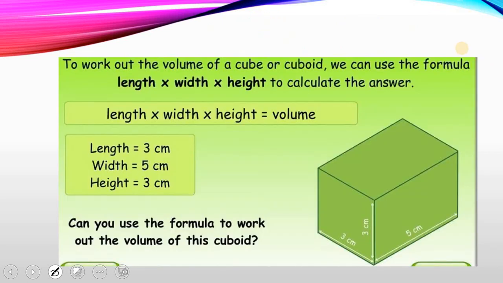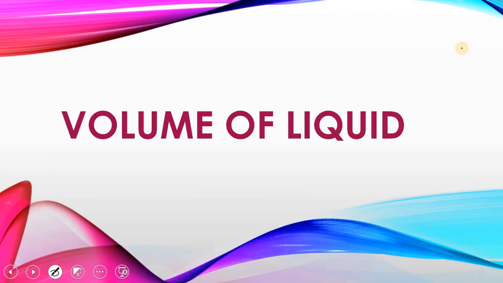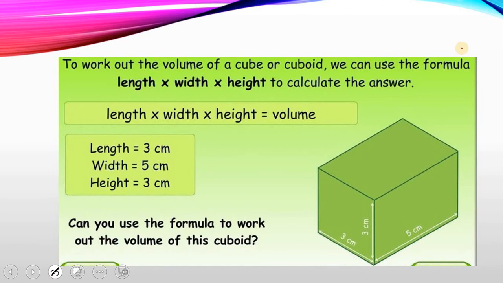Okay, and here we have another question ataupun the last question before we learn how to calculate volume of a liquid. Now we are calculating volume of a solid pepejal ataupun benda yang keras. Nanti kita akan belajar macam mana untuk mengukur cecair. Okay, so ni adalah benda yang keras ataupun pepejal. Okay, so you have to remember volume, length times width times height. Okay, panjang darab dengan lebar darab dengan tinggi.